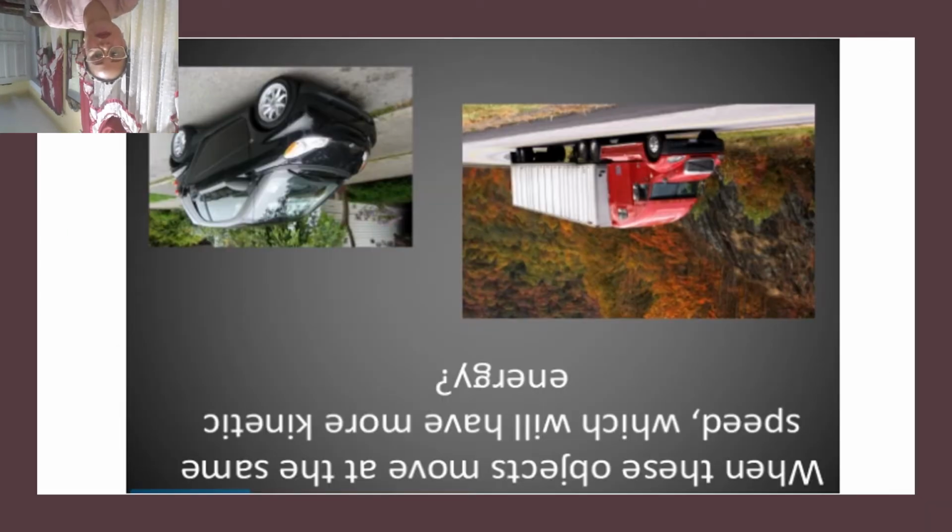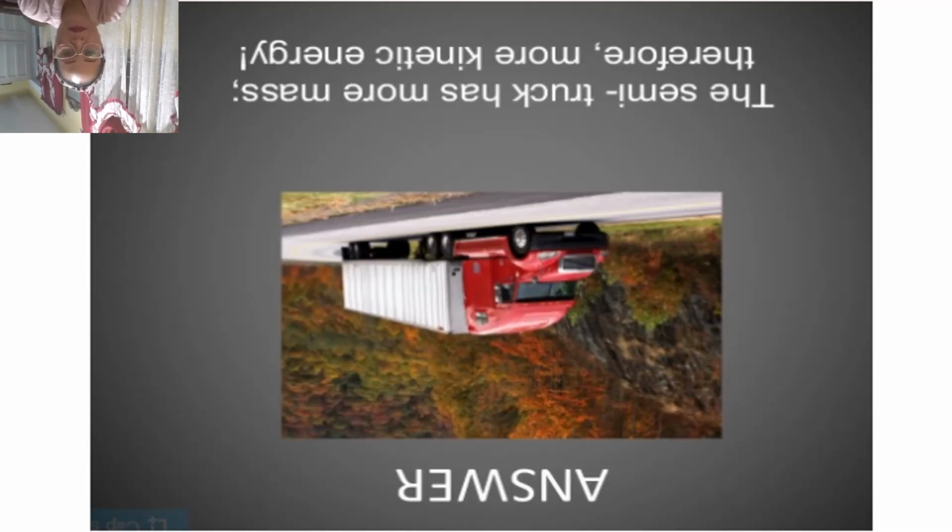Okay, so we have here an example. When these objects move at the same speed, which will have more kinetic energy? Kung pareho sila ng speed, yung bilis ng kanilang takbo, saan kaya sa kanilang dalawa ang may mas mataas na kinetic energy? Is it a truck or is it a car? The answer is the semi-truck, it has more mass. A truck is massive, so therefore it has more kinetic energy.